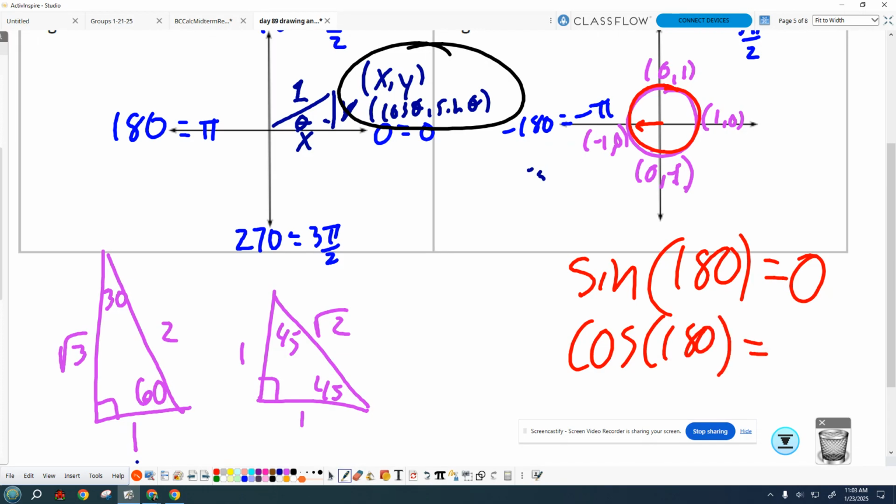Supposedly you guys all know unit circle already. I hate the way they do unit circle. It's in Algebra 2. Y'all did it.